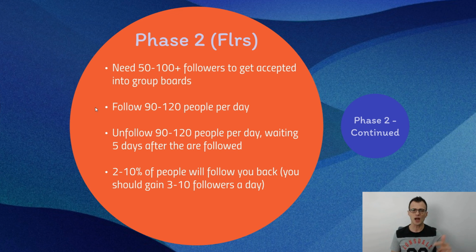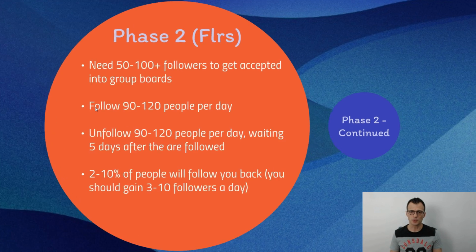Then you need to also unfollow between 90 to 120 people per day. Why are we doing this? Well, if you want to get traffic from Pinterest, then you need to make sure that your profile is balanced. That just makes your profile look good. If you yourself are following something like 10,000 people, but you only have 50 followers, that just looks weird. It looks bad. It's not good. So like I said, 2 to 10% of people will actually follow you back, and you should be gaining 3 to 10 followers per day.